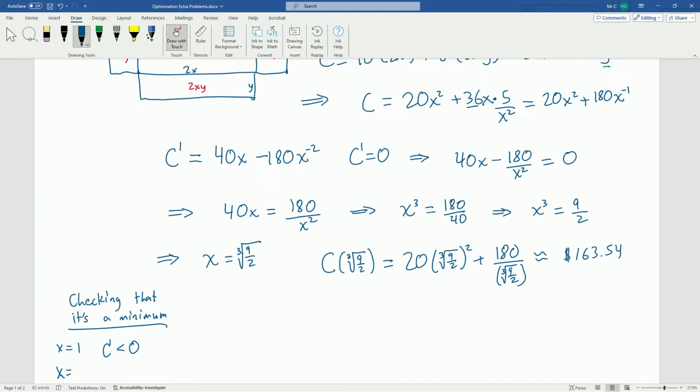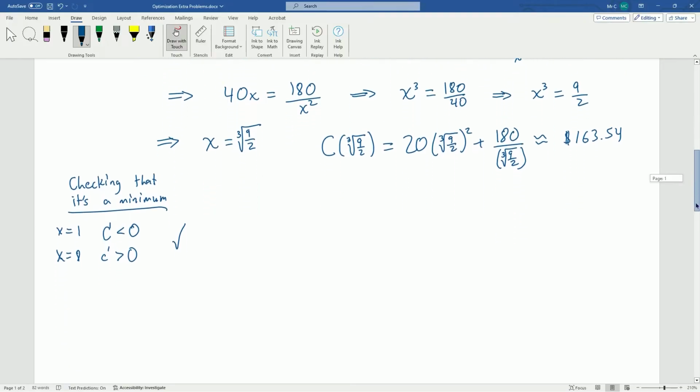So if I do that, what do I get? Well, I get 40 times 8 minus 180 over 64. 180 over 64 is about 3-ish. So I'm going to get 40 times 8 minus about 3-ish. So that's definitely going to be a positive value. So that's good enough. That confirms it, right? The derivative goes from negative to positive, so that's a minimum. All right, let's move on to another example.